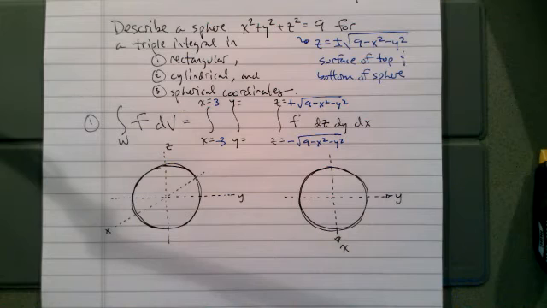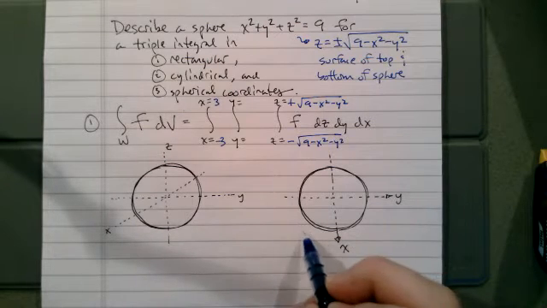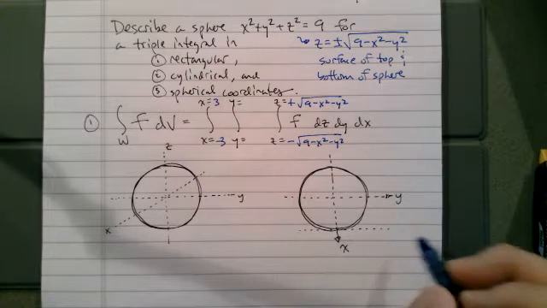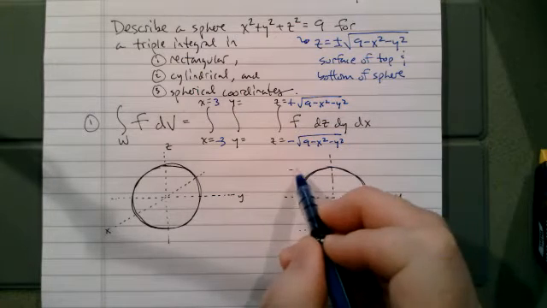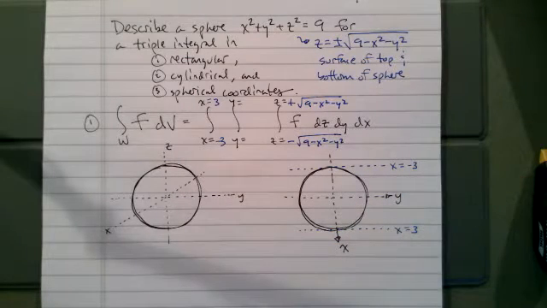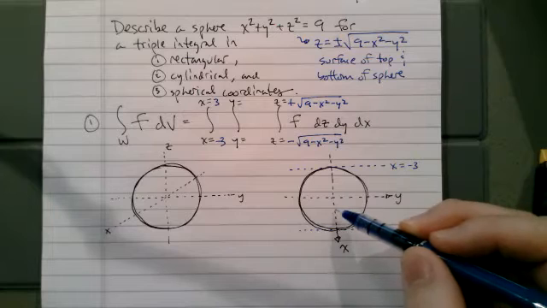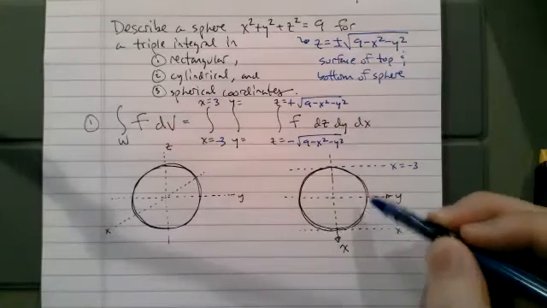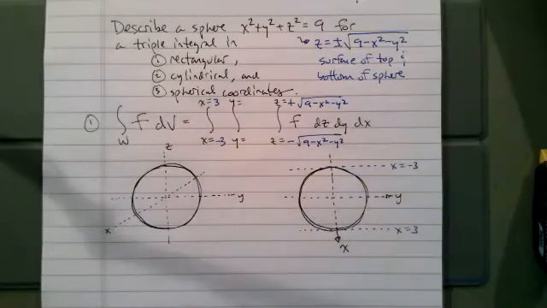So what we need to do is describe what the y values are between. We've already said the x's are going to go from -3 to 3. We just need to describe, for a given x value, what the y's are between. So we're looking at this circle, and in the xy plane, the circle is going to be x squared plus y squared equals 9.